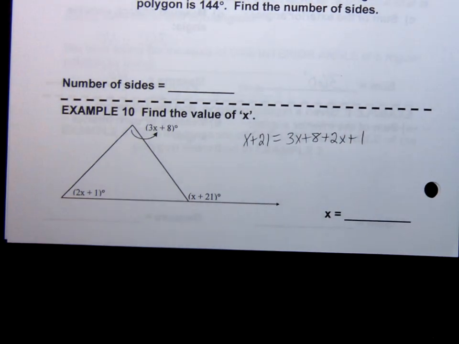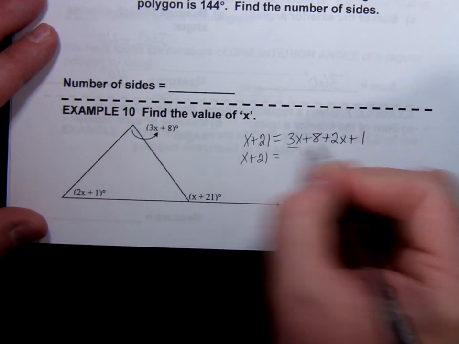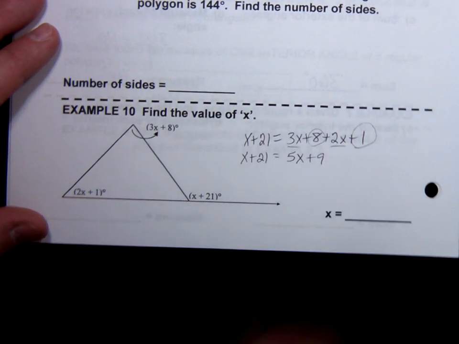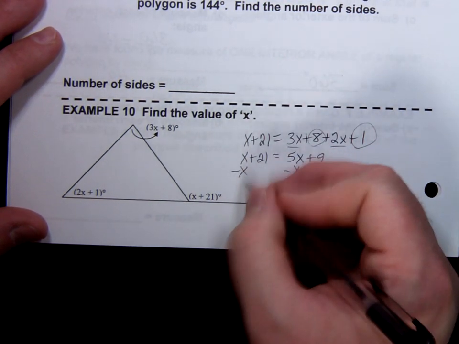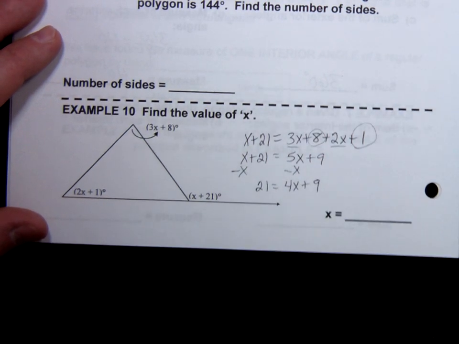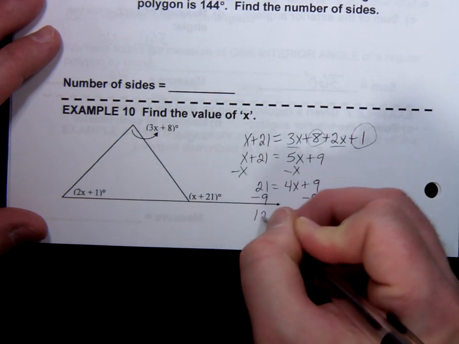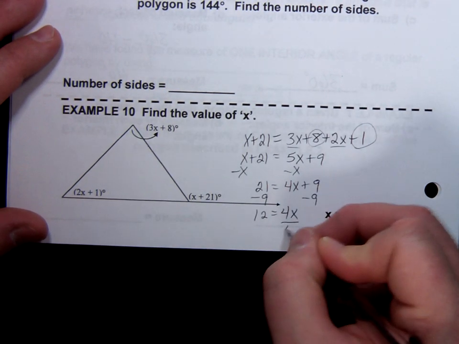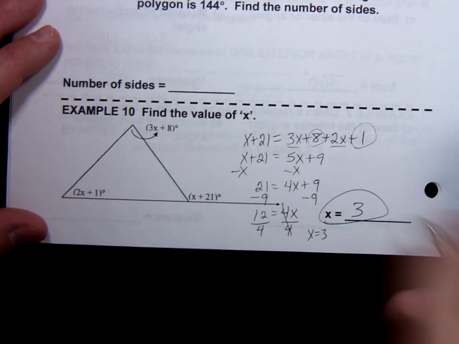And from here, it's just solving the equation. So we're going to combine like terms on the right side of the equation. We got 3x and 2x is 5x's. We got 8 and 1 is 9. Okay, now we don't want x on both sides of the equation, so I'm going to get rid of one. So I subtract x, and that gets rid of it on that side. Then we want to get x all by itself. I'm going to get rid of the 9. It was being added, so we do the opposite, and we subtract it. And we want to get rid of the 4. X is being multiplied by 4, so we divide by 4. And that will give you the answer for x.